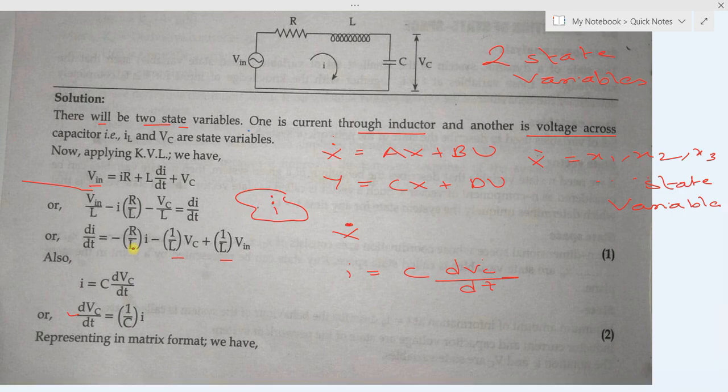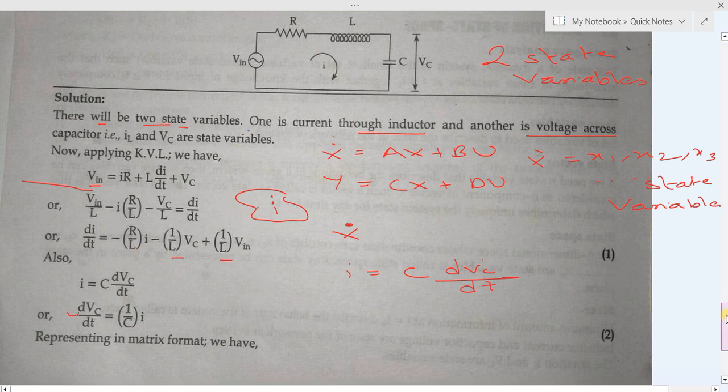One question is, why are we calculating the derivative of the current and voltage? Because, as we have already studied, there are two state variables here: one is the current through the inductor and another is the voltage across the capacitor. That is, we have already stated that IL and VC are the state variables. So we need the derivative of IL and VC, and we are calculating di/dt and dVc/dt.